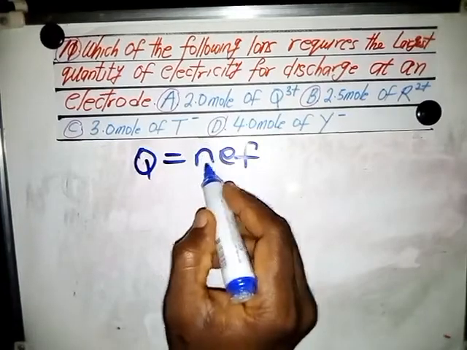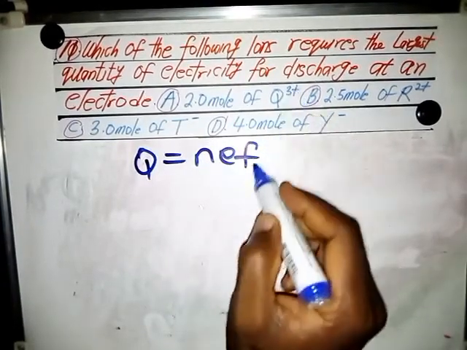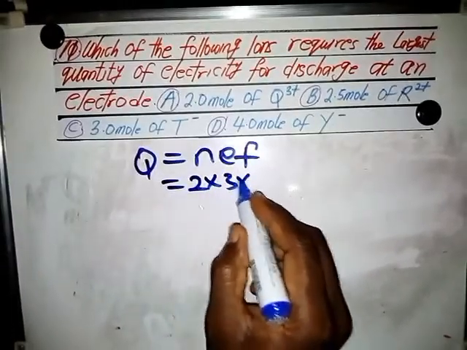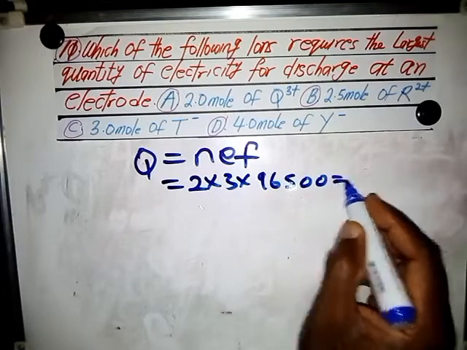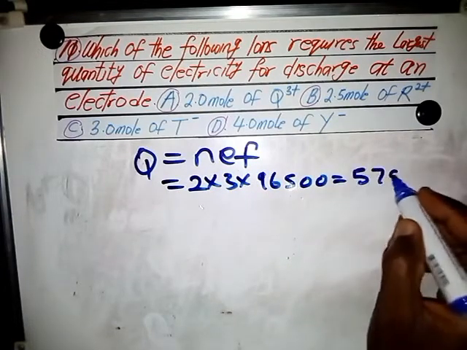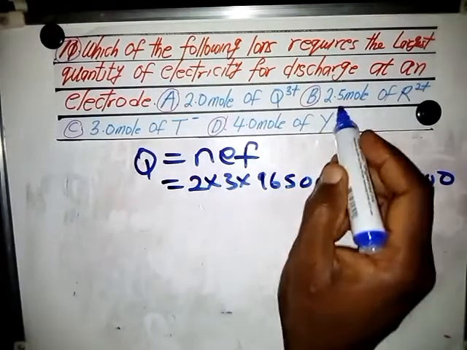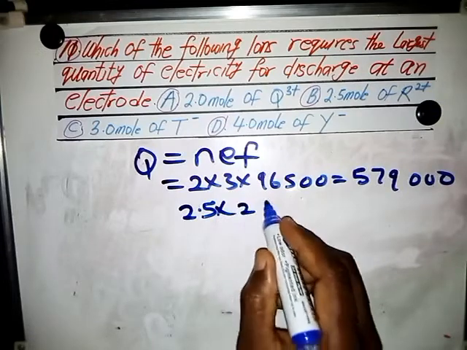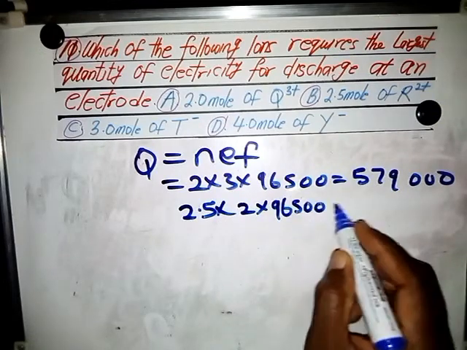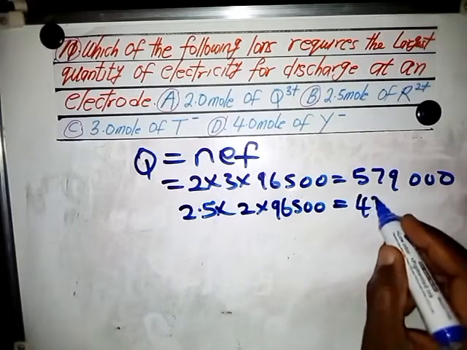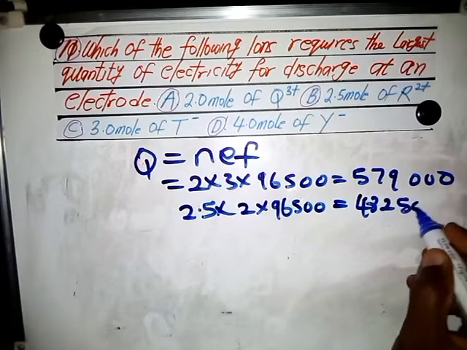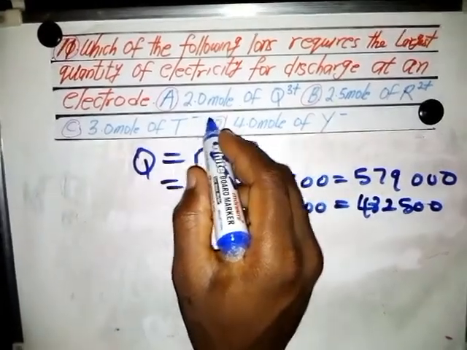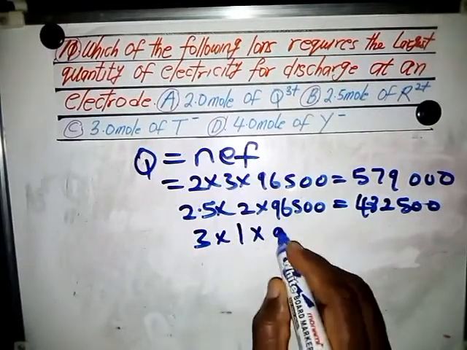N is 2, E is 3, F 96500. Let's do it together. So 2 times 3 times 96500. You should get 579000. I'll go to B. 2.5 times 2 times 96500. I should get 482,500. See, 3 times this minus, of course, minus 1 is 1 times 96500.